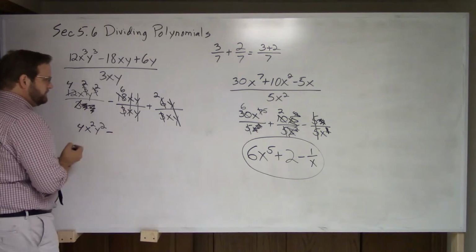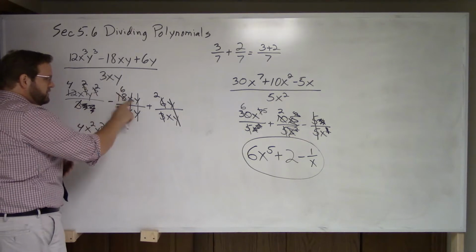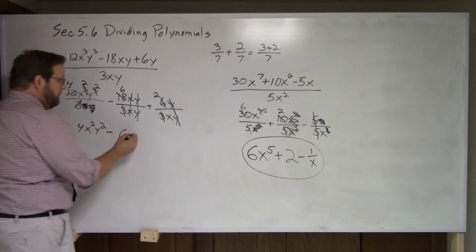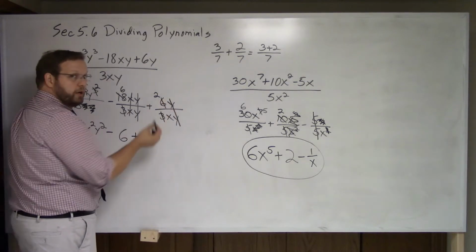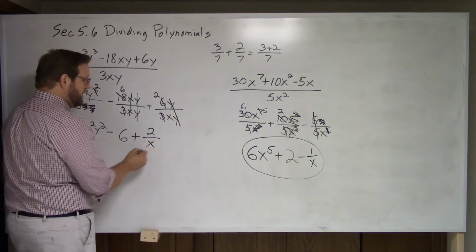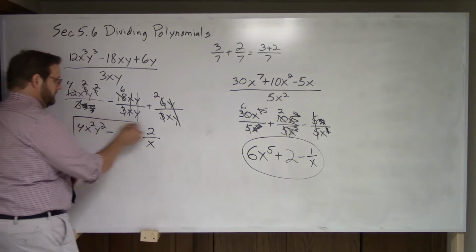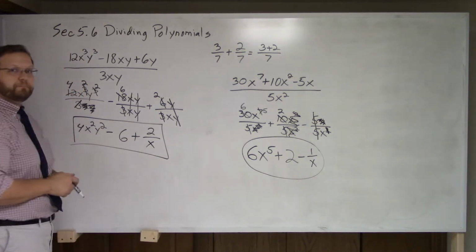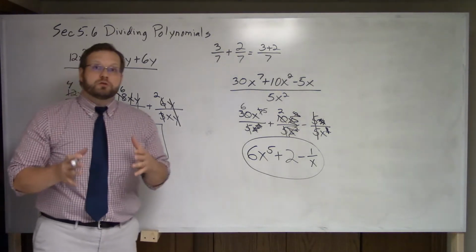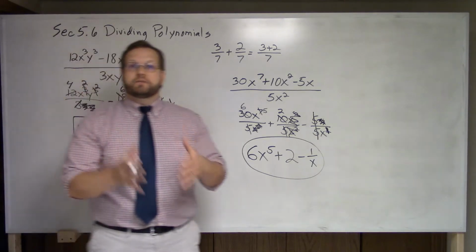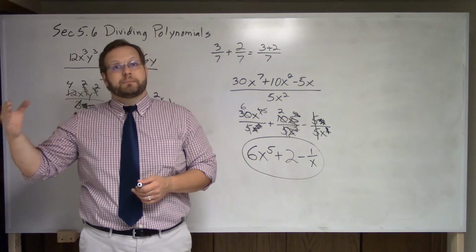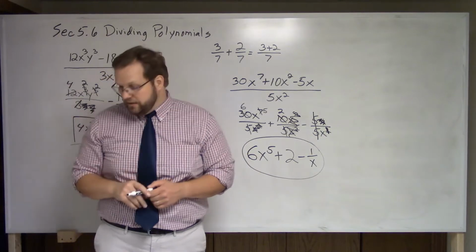Then minus. The only thing left here is 6 on the top, nothing on the bottom. So again, just a 6. But then this last term, what's in the numerator? There's a 2. What's in the denominator? X. And there we go. Okay? So that is your breakup method, and you use that when you are dividing by a monomial. Now what happens when we're dividing by something other than a monomial? Let's see how that works.